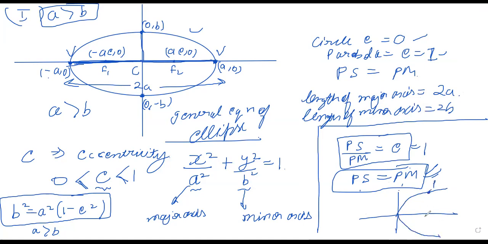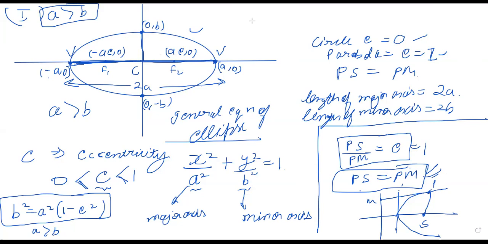P was our point, S was focus, and M is a point on directrix. So PS upon PM is actually eccentricity, which is one in case of parabola. Is there any term left? Yes, there is another term, which is directrix.